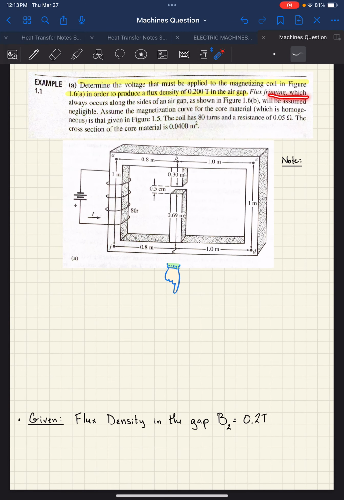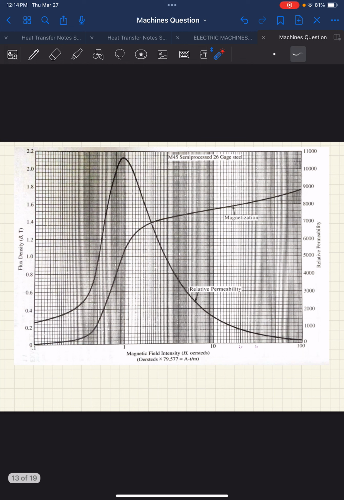So they're saying flux fringing, which always occurs along the sides of an air gap as shown in figure 1.6b, will be assumed negligible. So we can neglect the flux fringing. Assume the magnetizing curve for the core material, which is homogeneous, is that given in figure 1.5. So figure 1.5 is this one over here. We have two curves here: a magnetization curve, and then the curve that shows the relative permeability. We're going to mainly be using the magnetization curve.